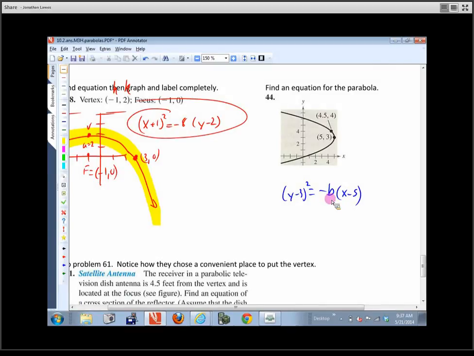How do I figure out what that number is? I've got almost the entire equation. I've got the vertex plugged in correctly. I've got the right variable squared. I know part of it's negative. Yeah.